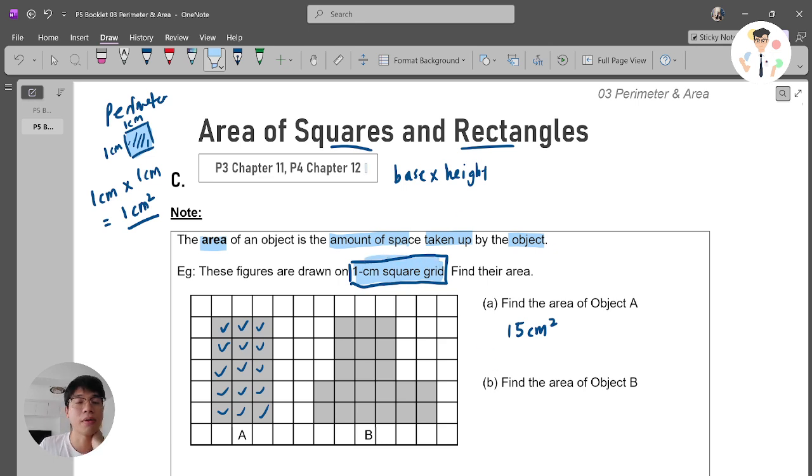Okay, let's try to count the area of object B. Area of object B: 1, 2, 3, 4, 5, 6, 7, 8, 9, 10, 11, 12, 13, 14, 15, 16, 17, 18, 19, 20, 21. So that is 21 cm square.